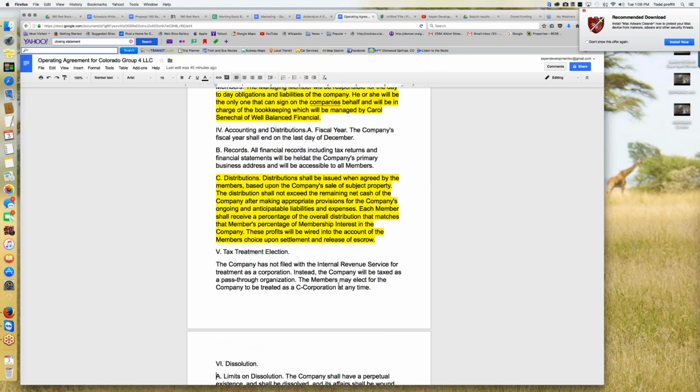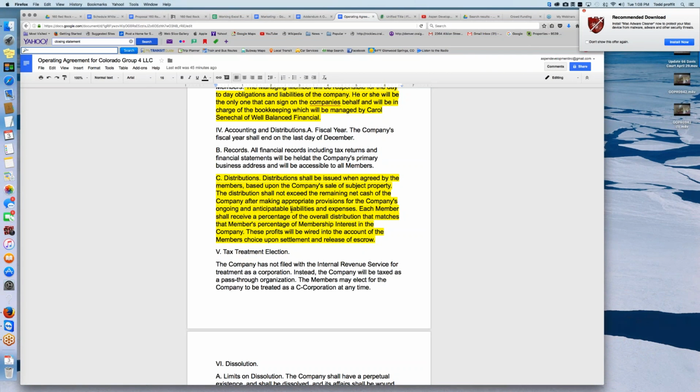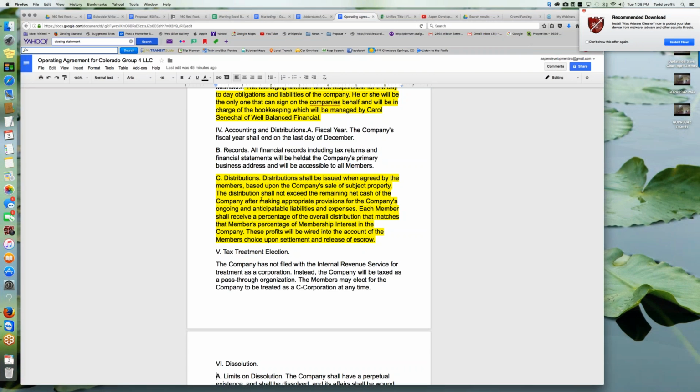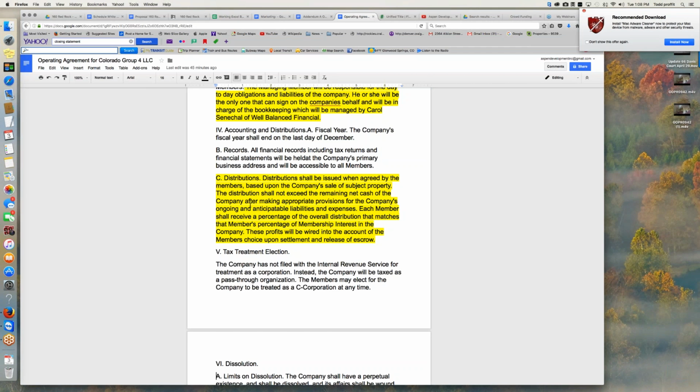So the distributions shall be issued when agreed by the members, which is the sale of the subject property. The distribution shall not exceed the remaining net cash. So, of course, the net profits, after closing costs, commissions, and the payoff of the deed of trust, which is the first position loan, those will be the net profits. Those will be paid out exactly as per ownership interest.